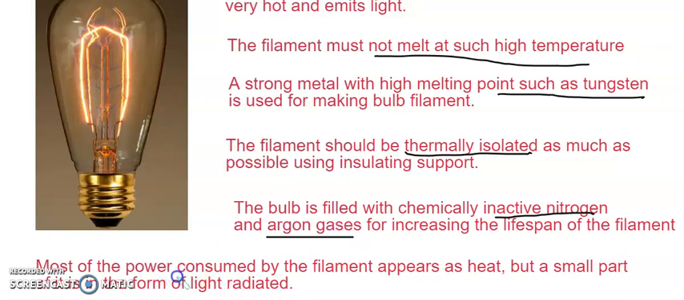Most of the power consumed by the filament appears as heat, and only a small part of it is released in the form of light, the glowing part of the bulb. So three-fourths of the current which flows through the bulb is consumed in heating up the filament, and one-fourth comes out as glow, as light.